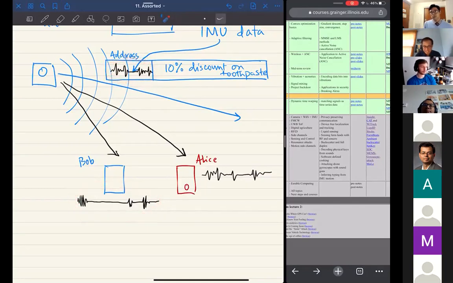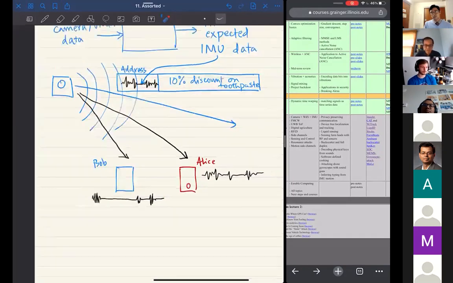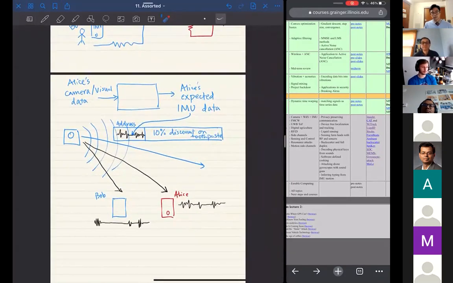Okay. Alice accepts the message and now looks into the data part of the message and sees there is a 10% discount for toothpaste.